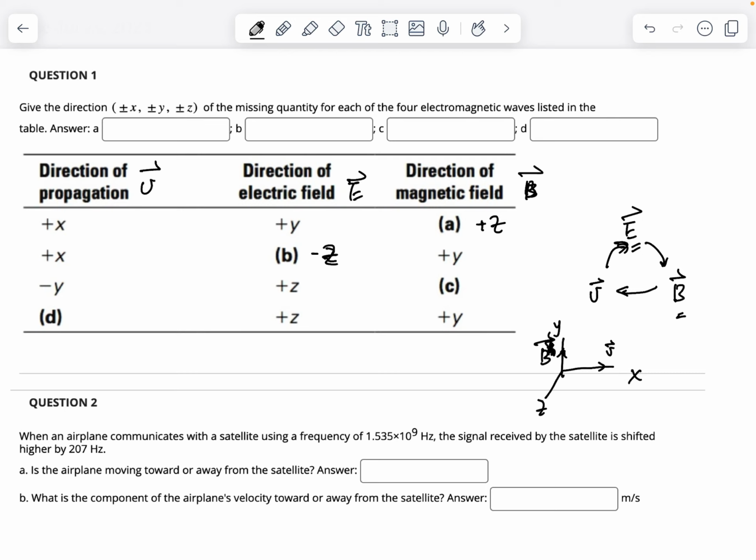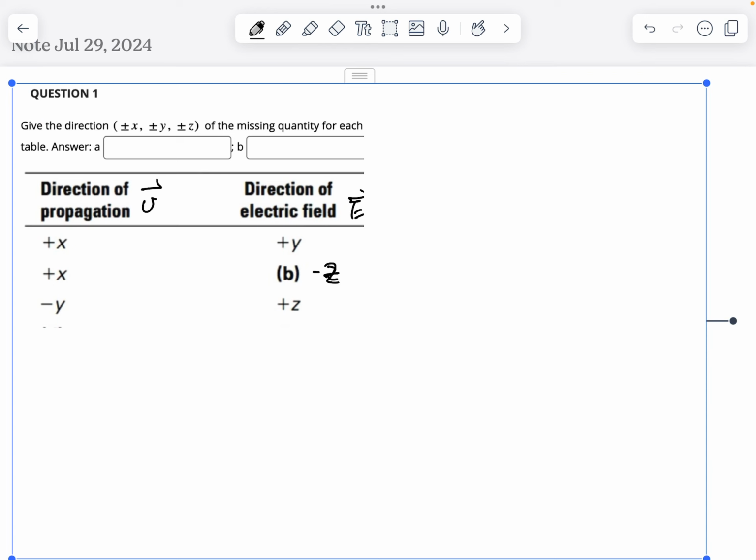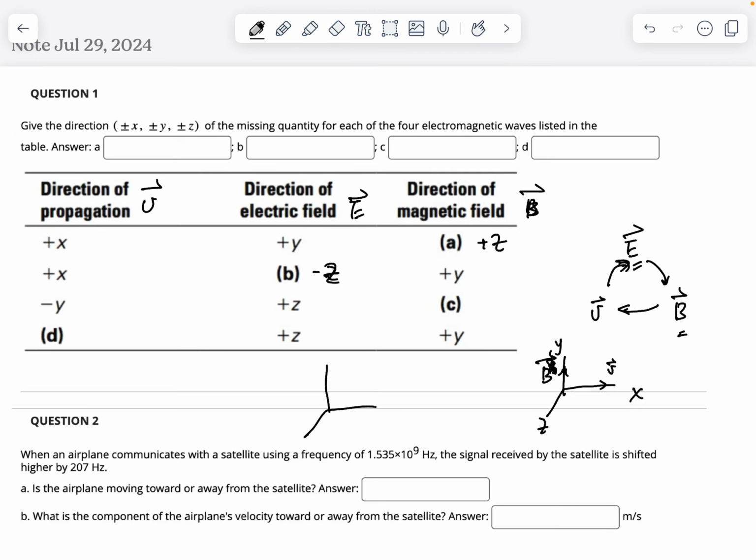All right, third one. V is negative Y, so this is V. The direction for E is positive Z, this is E. Find B, and how to find B? V cross E. V first, V cross E. Point V, switch to E, then this is negative X.